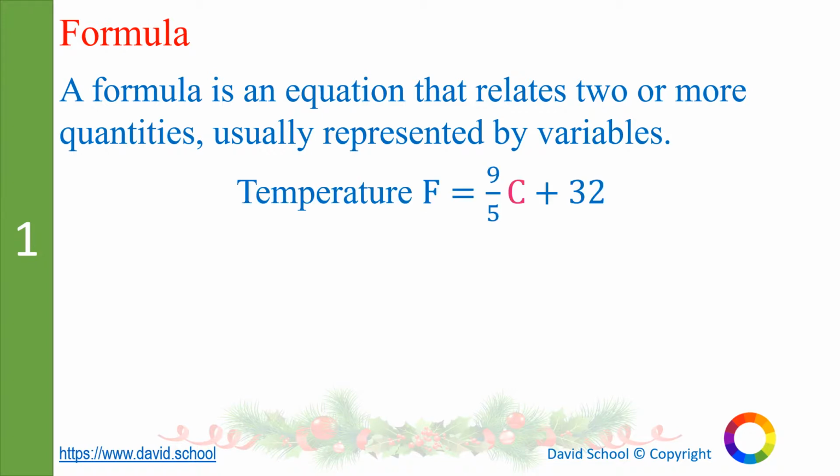For example, if we want to convert temperature from Celsius to Fahrenheit, we use this formula, F equals 9/5 times C plus 32. If we want to rewrite this formula for C, then you write C as subject. In other words, you write C on the left side of equality sign and write all other terms on the right side. Then we get the formula to find C.